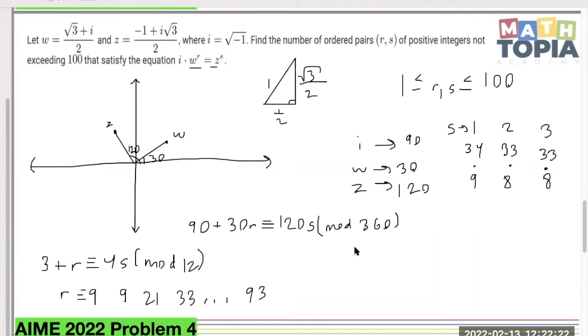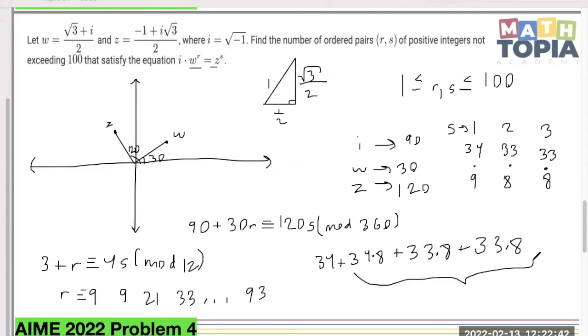So what we get is just 34 times 9 plus 33 times 8 plus 33 times 8. And what we can actually do is take out a 34 from here to make the math easier. This right here is just 100 times 8, which is 800. So our final answer is just 834.